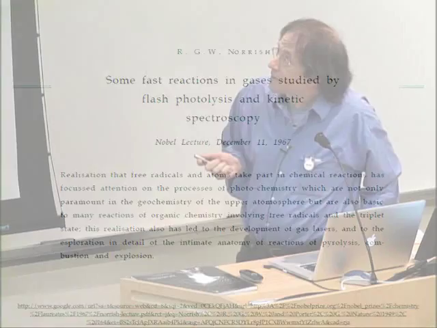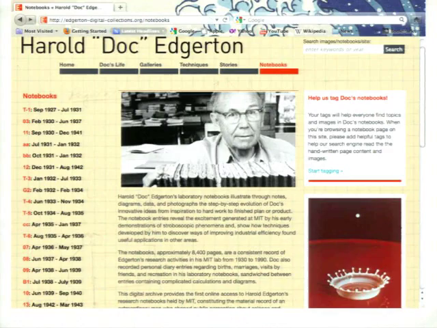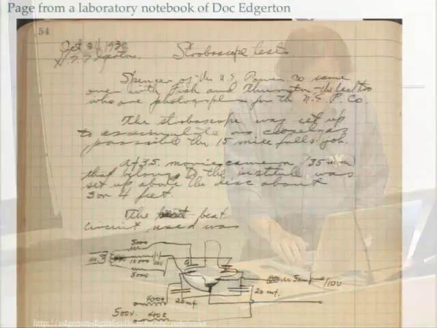Well, there's two ways you can do it: chemically. These people got the Nobel Prize for these very fast chemical reactions that they studied. You can also make it electronically. And Harold Doc Edgerton, this well-known MIT professor, pioneered these electronic flashes. In preparing this talk, I discovered this wonderful web page which has all his lab notebooks online. So here's a page of his lab notebook showing a design for this very fast strobe, 1930 Harold Edgerton stroboscope tests.